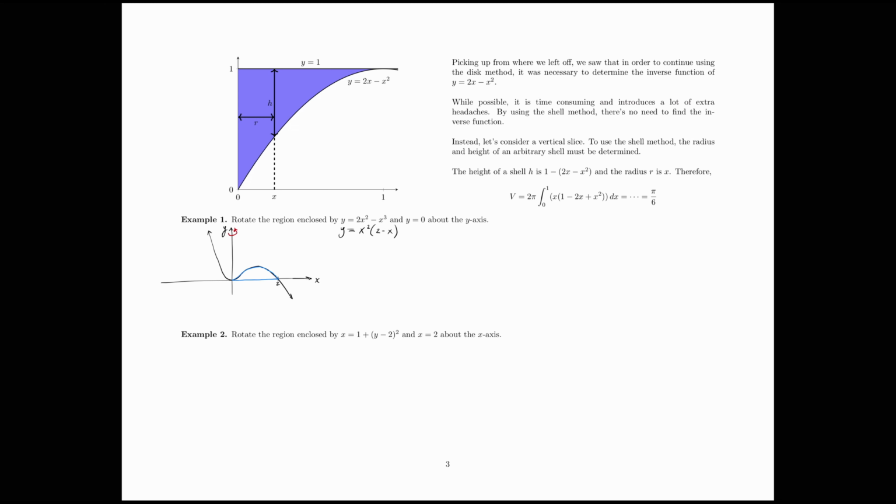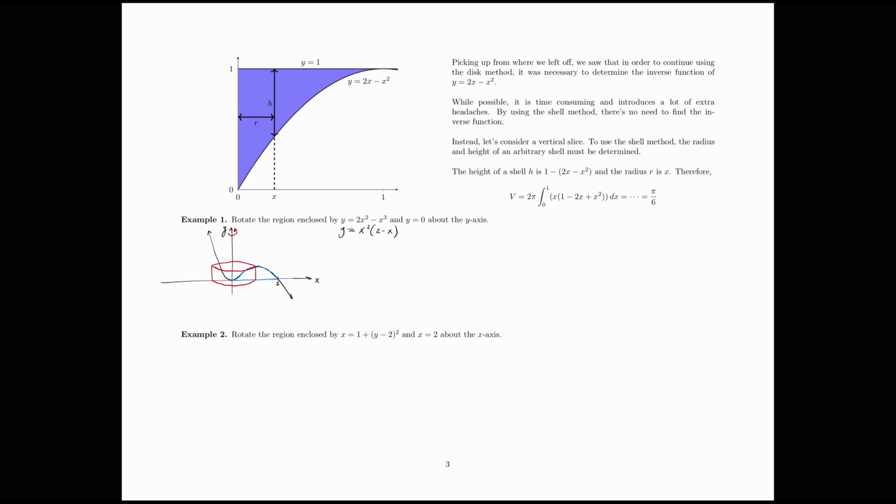then what we can do is think about drawing a representative slice. Unlike with discs and washers, where you draw your slices perpendicular to the axis of rotation, for shell method, we draw them parallel to the axis of rotation. So this is the piece that will get rotated over here, and that's what's going to create that volume.